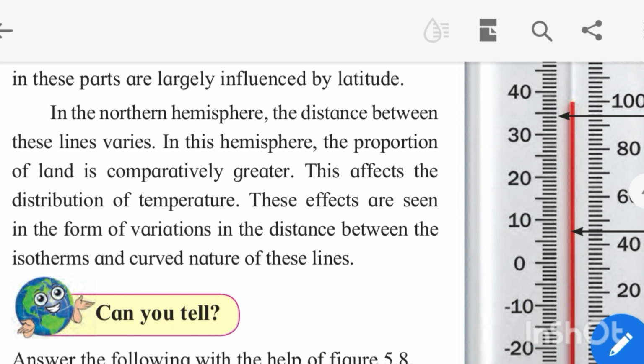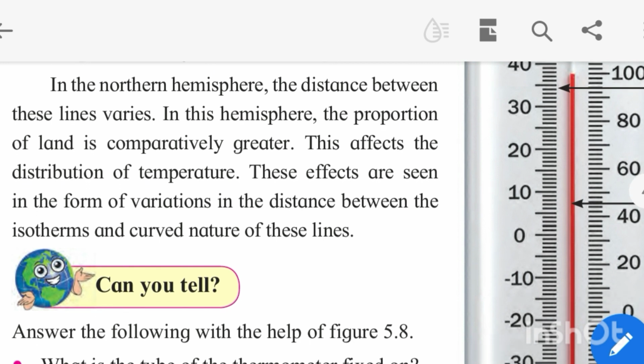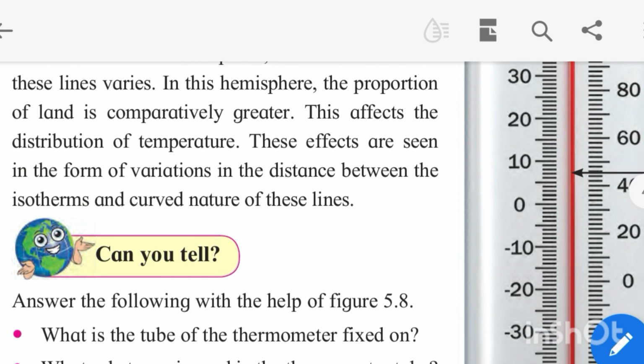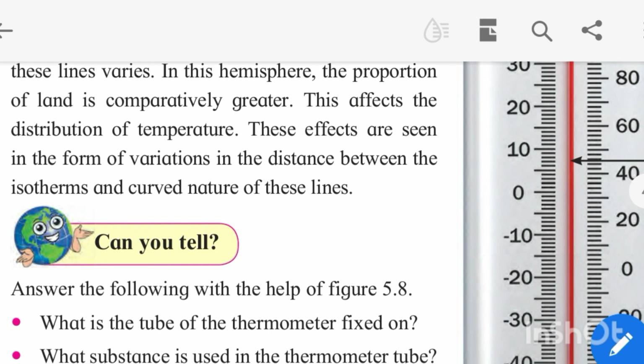Yes, the proportion of land is greater in the northern hemisphere. This effect is seen in the form of variation in the distance between the isotherms and the curved nature of these lines. So when we see the isotherms drawn on the globe, we see a lot of variation in the northern hemisphere, because there is a lot of land. The proportion of land area is greater in the northern hemisphere.